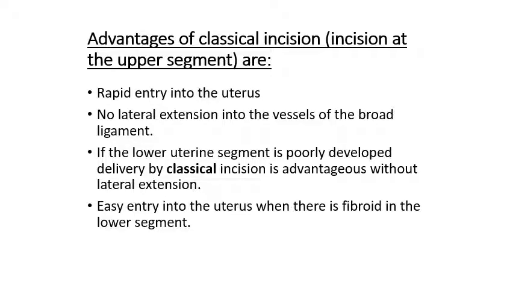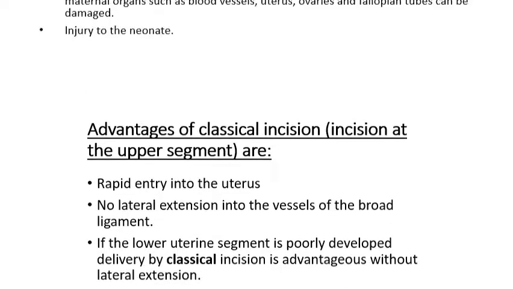The advantages of classical incisions. One is more access, rapid entry into the uterus. There's no lateral extension to the vessels of the broad ligaments. You understand? Because the vessels of the broad ligament enter the uterus on the lateral side, but in this case, there's no lateral extension. Alright? If the lower segment is not fully developed, delivery by the classical incision is advantageous, without having lateral extension and with easy entry.